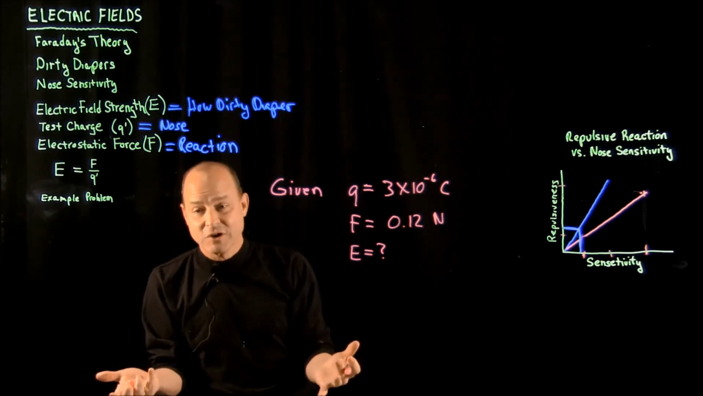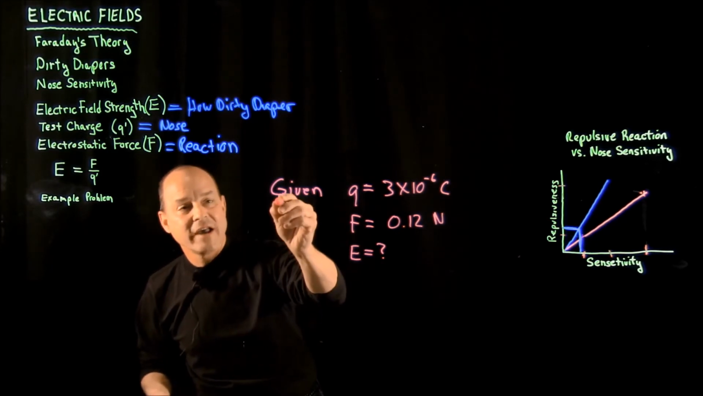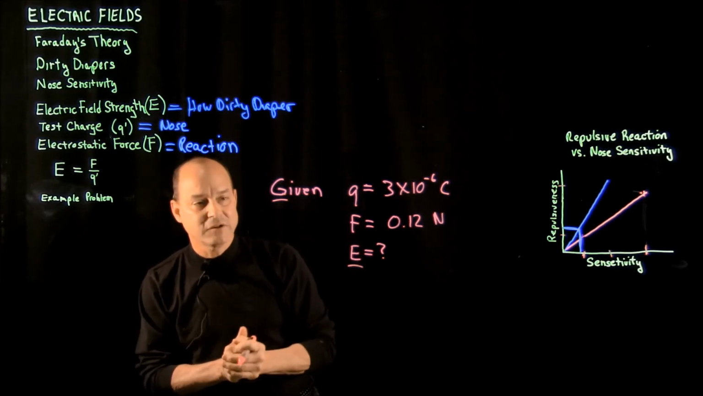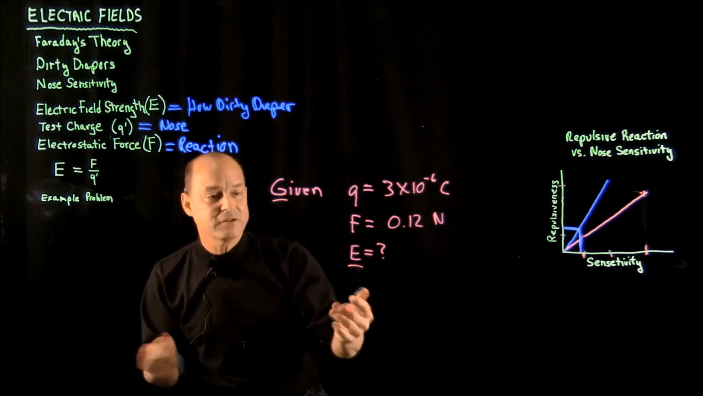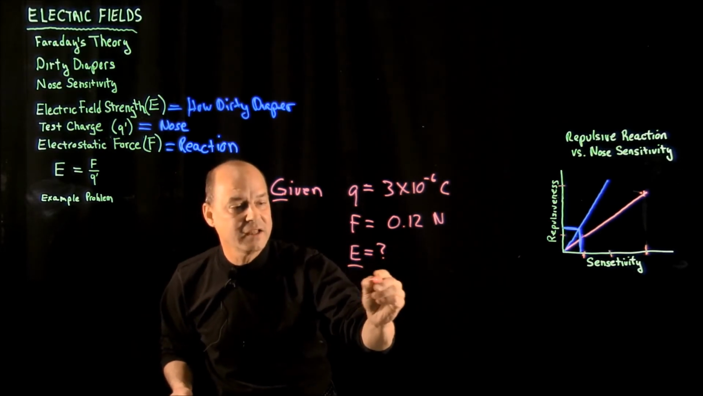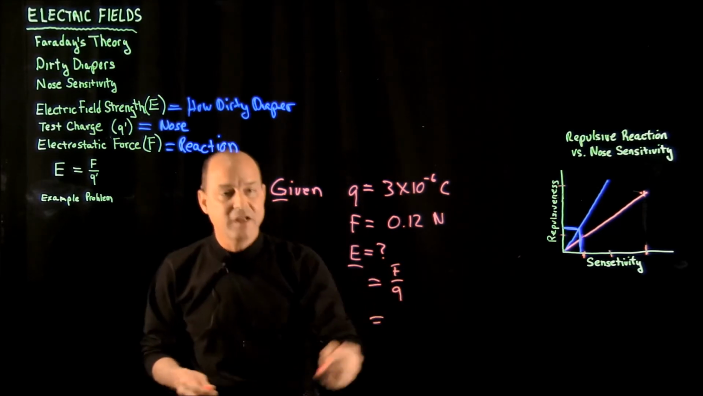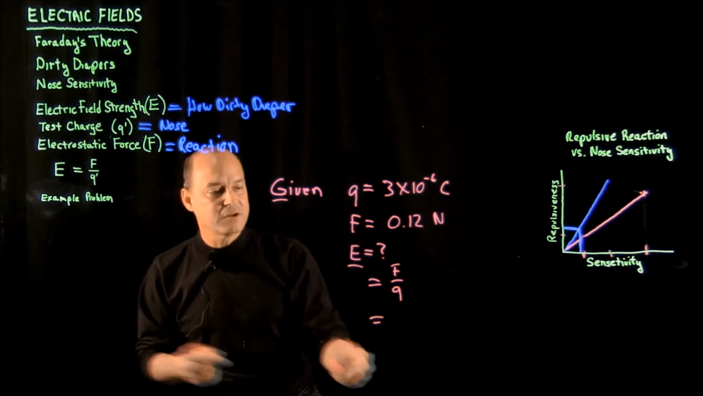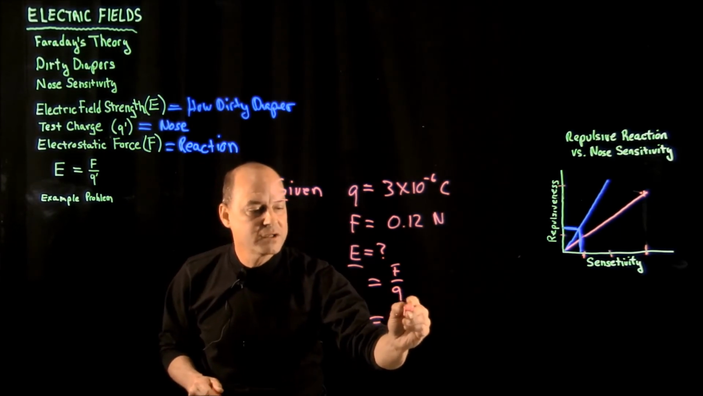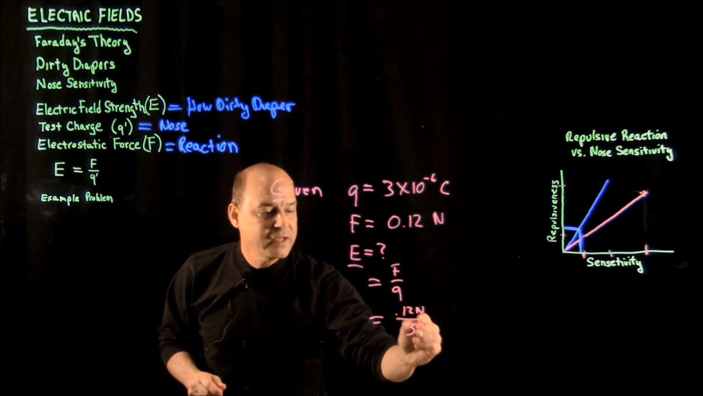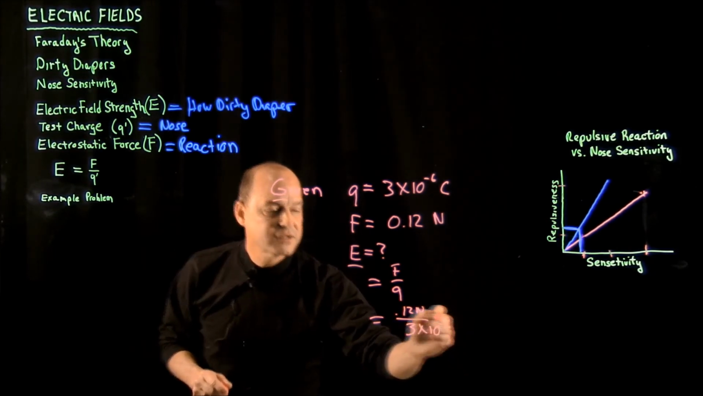Well, I've taught you all how to GUESS. You write the given information. What is the unknown? We're trying to find the electric field force. Do we have an equation for that? Yes, we have an equation that E is equal to F over Q, right? And then G-U-E-S-S: substitute and solve. So the force is 0.12 newtons divided by the charge, 3 times 10 to the minus 6.